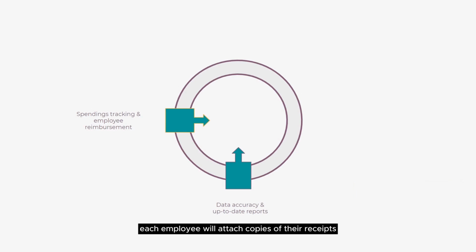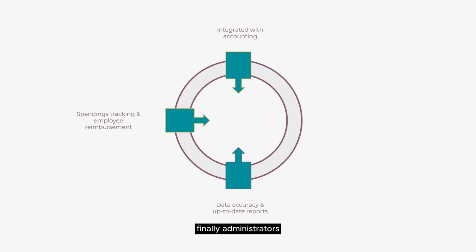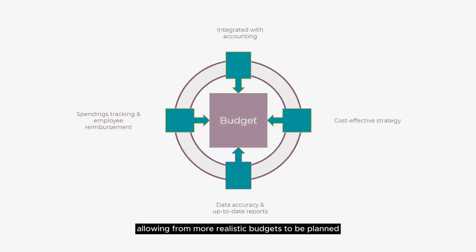Each employee will attach copies of their receipts directly to the expense, so we won't lose them anymore. And as we integrate this app with accounting, we'll make sure that no peso goes to waste. Finally, administrators will have a comprehensive view of Furniture Flix finances and will gather insights so we can move toward a cost-effective strategy, allowing for more realistic budgets to be planned and achieved. So let's jump into Furniture Flix's database and see how this works.